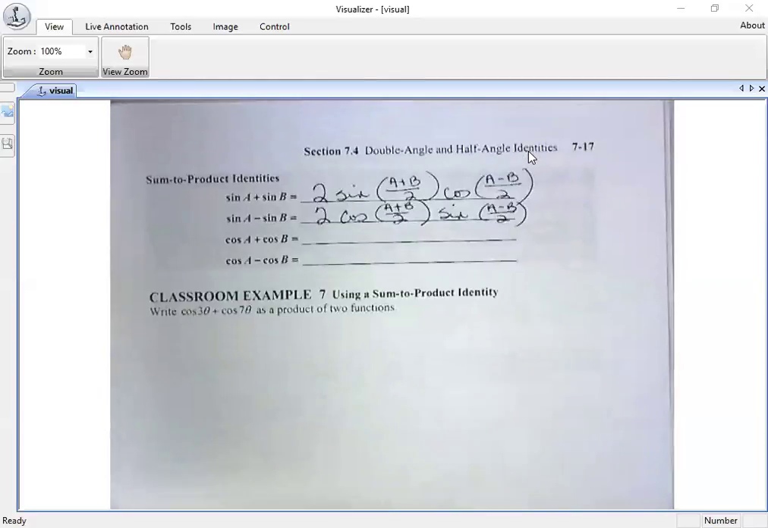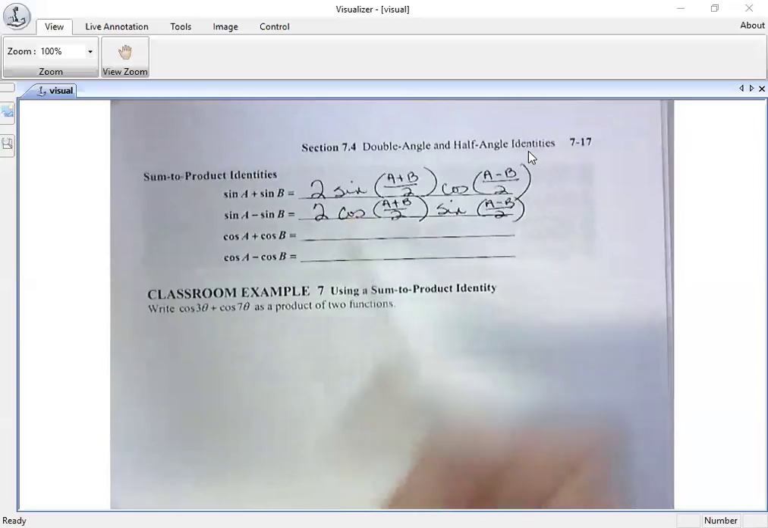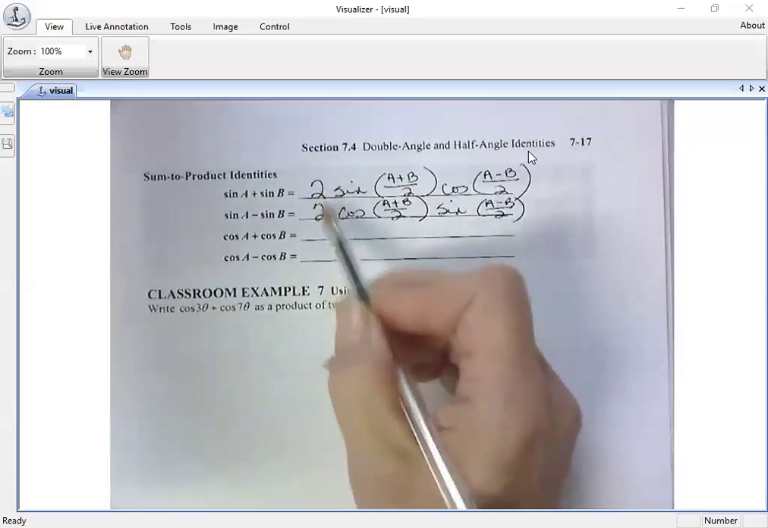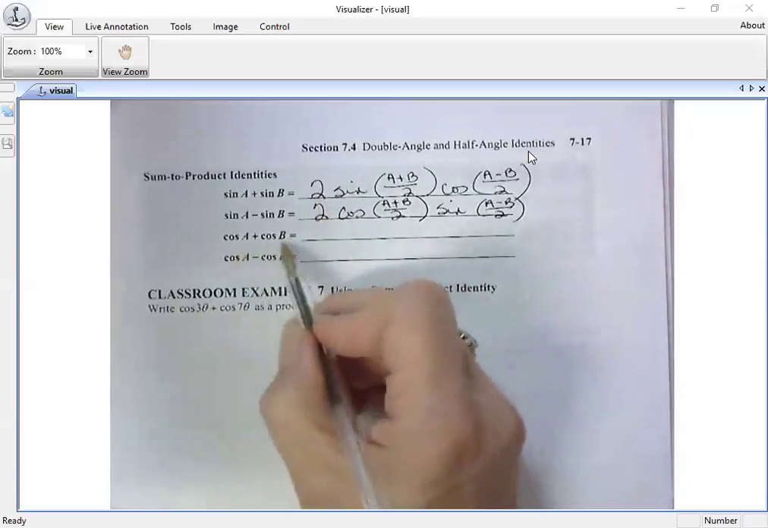All right, so the patterns that we identified when we were going from product to sum don't look the same here. All right, so you may look at some other things that will help you keep it straight. But make sure you realize these have to multiply by 2, not by 1/2. Okay, what do we put down for the cosine of A plus the cosine of B?